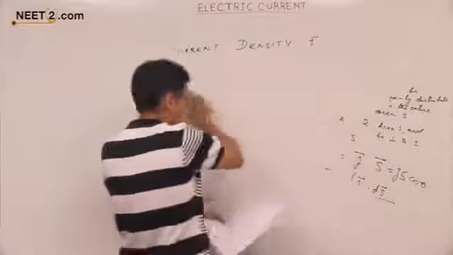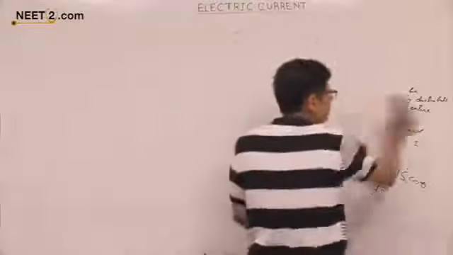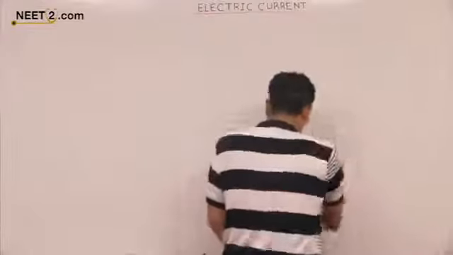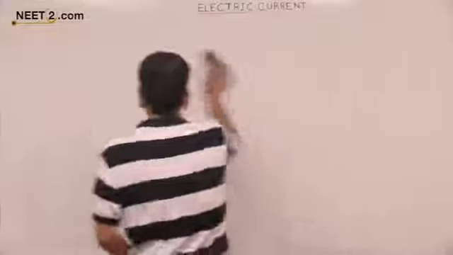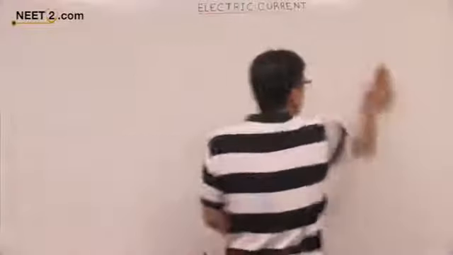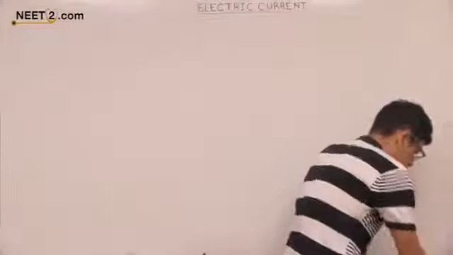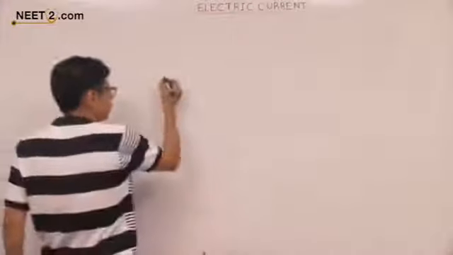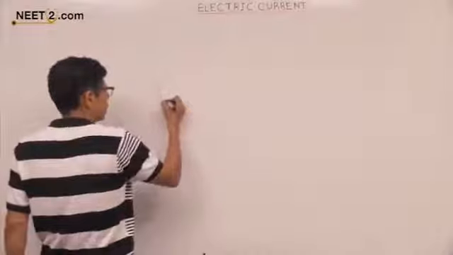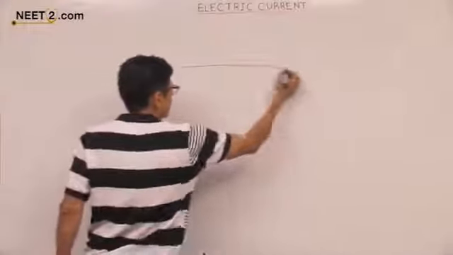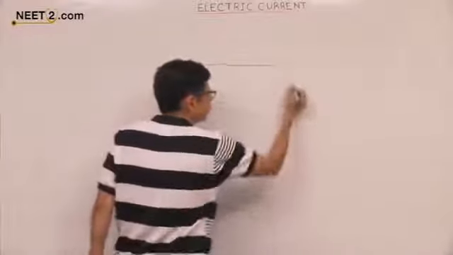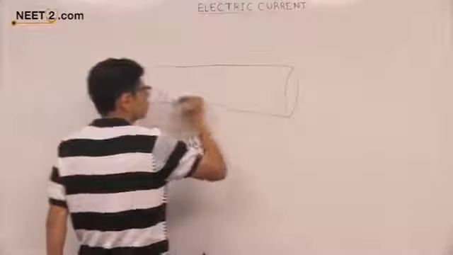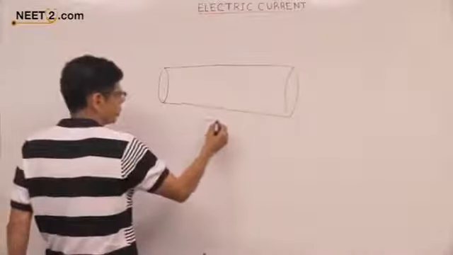So with the current density over, the next thing we'll want to get under control is the idea of drift velocity. Look at how the current flows in a conductor like this. This is a magnified view of a conducting wire, and current is flowing through it in this direction.